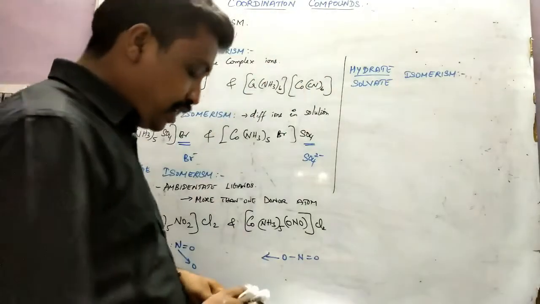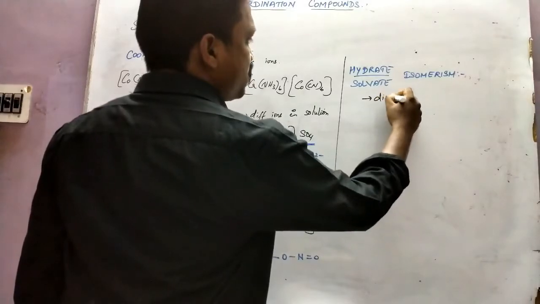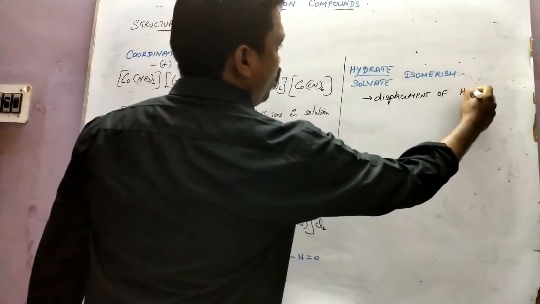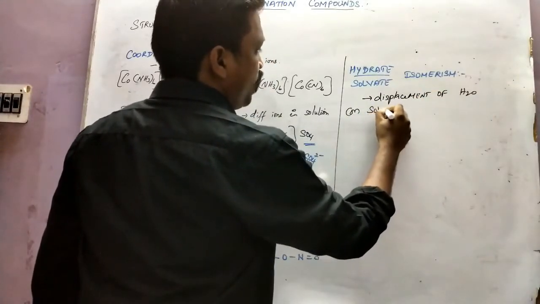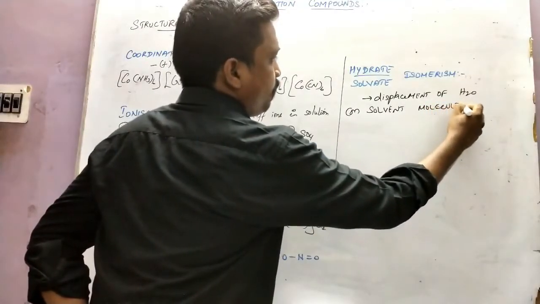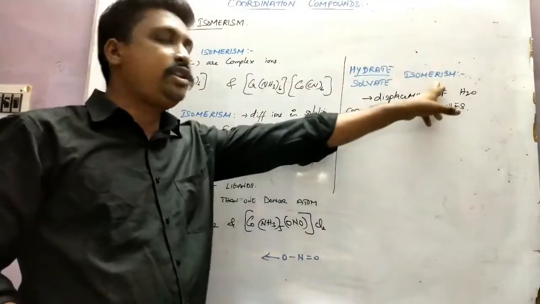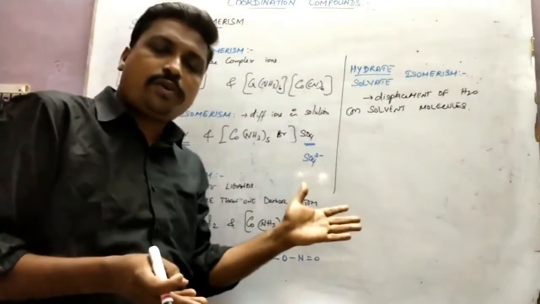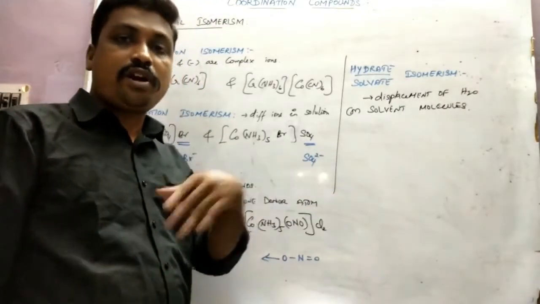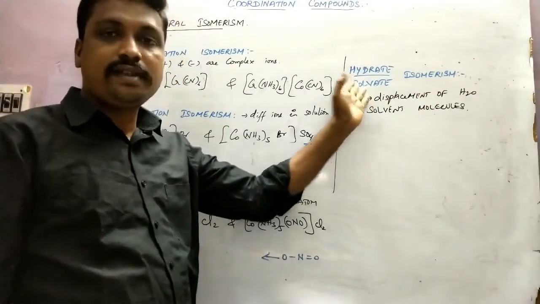Finally, hydrate isomerism. It arises due to the displacement of water or solvent molecules. If water is displaced in and out of the coordination sphere, it is called hydrate isomerism. If it is a solvent other than water, like ammonia, ethanol or alcohols, such compounds can be displaced in and out of the coordination sphere and are called solvate isomers.